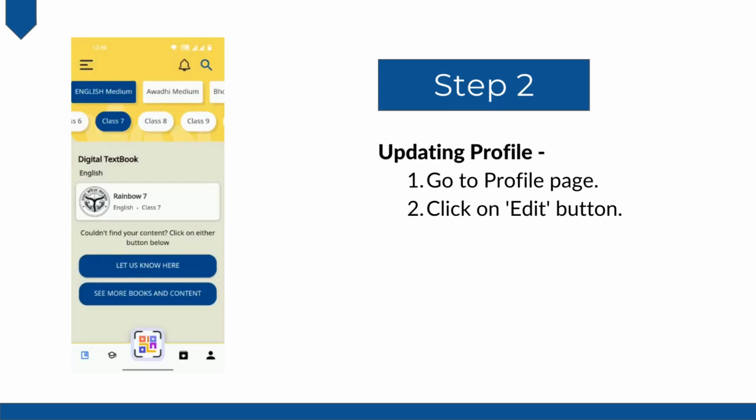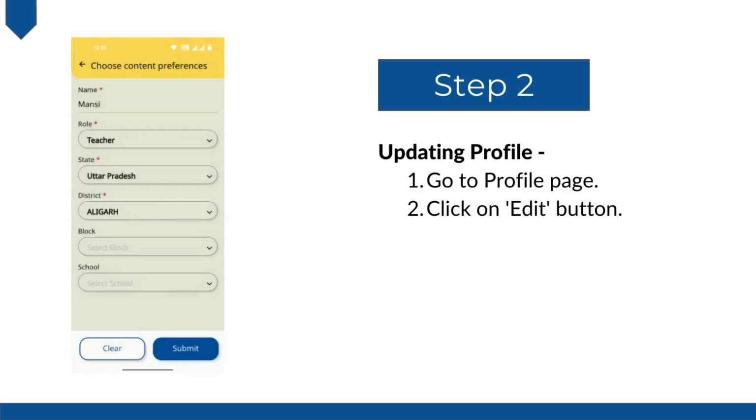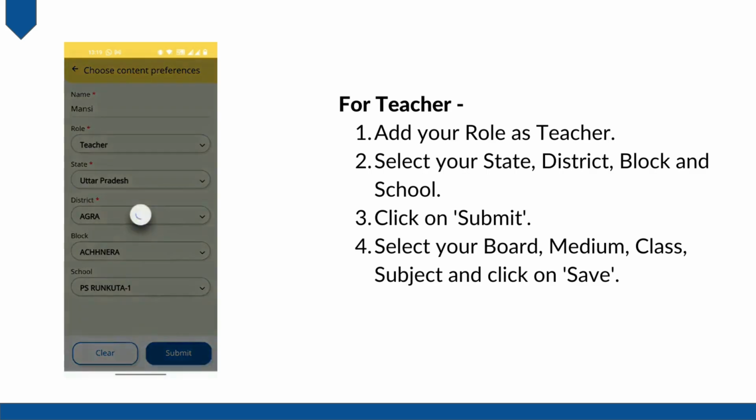Second step is to update your profile. Go to the profile page by clicking on the profile icon in the bottom right corner of the app. On this screen, click on the Edit button to update your profile. In the role, select Teacher if you are a teacher, select your state, your district, your block, and the name of your school. Then click on Submit.